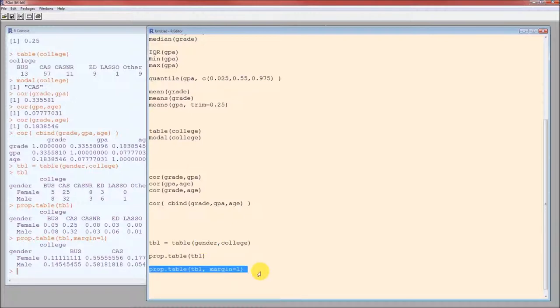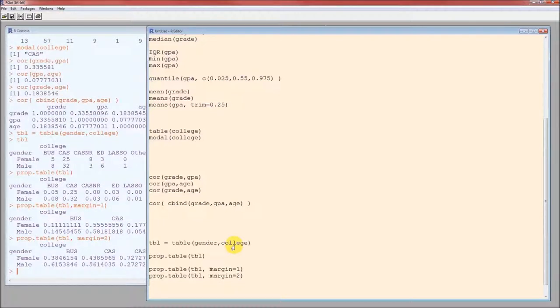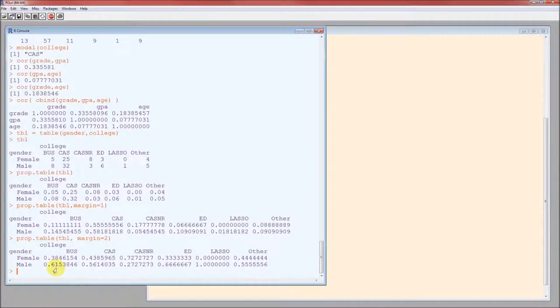Now I suppose you can guess what margin equals 2 is going to be. It's going to be according to college, or conditional on college. So what this number is, given the student is a business student, 0.6153846 are male. Here, given the student is an education student, 0.333 are female. Given the student is an other, 0.5556 are male. So for margin equals 1, which was the first example, we're given the gender and finding the probabilities of each of the colleges. For margin equals 2, we're given the college and finding the probability for each of the genders.